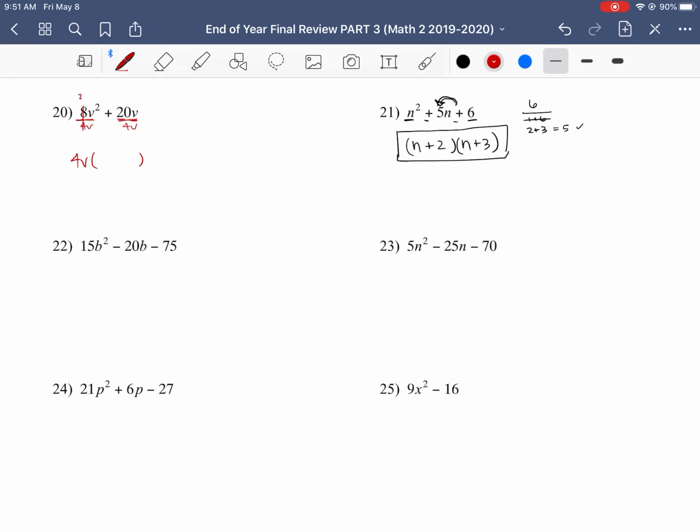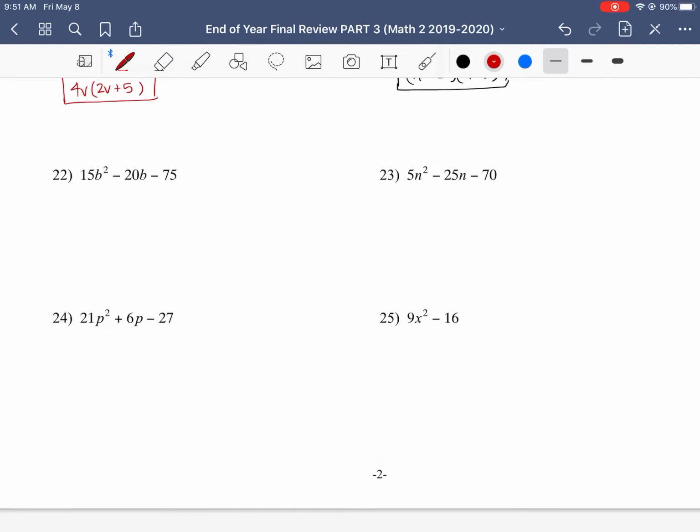So remember, that means we're dividing it out of every term. So that right there would give us 2. And then if we have v squared divided by v, that leaves us just with a v there. The next term, 20 divided by 4 is 5, and then the v's cancel, so we just have plus 5. Now that's as far as you can go on that one. That is factored completely.